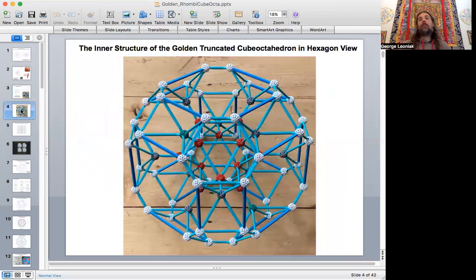There's not much to say about this slide. It's mostly just rotating the inner structure of that form. Here's the cubeoctahedron at the center. Here's the big golden hexagon face of the form. So we're just looking at the inner structure and the cool pattern that it makes from a different perspective of the hexagon view there.